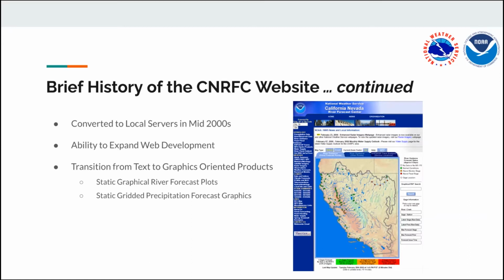So we started transitioning from more of a text-based web page to more graphics-oriented. At the time, though, the graphics were more static-based: graphical river forecast plots and static images of gridded, say, precipitation forecasts, and then kind of point data as well.